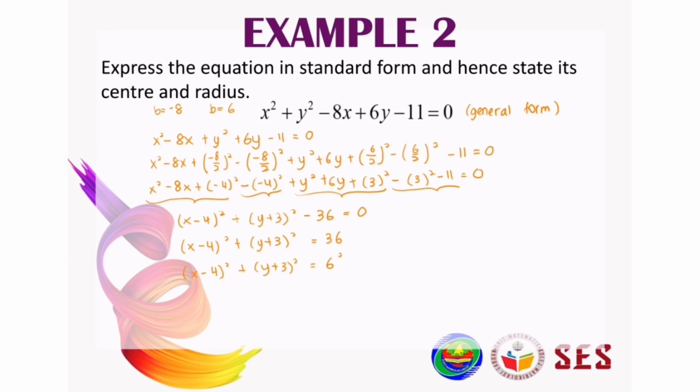Now when we compare this to the standard form x minus h squared plus y minus k squared equals r squared, we can see that this is our h, this is our k, and this is our r. So our center is h, k, and when we read from our solution, h is 4 and k is minus 3. The radius of this circle is equal to 6.